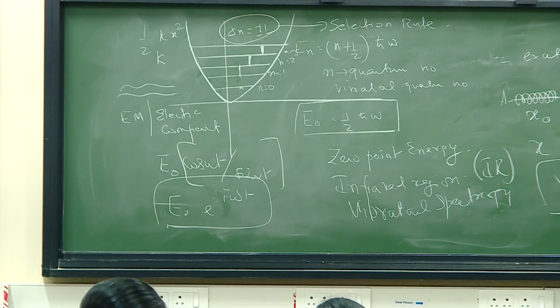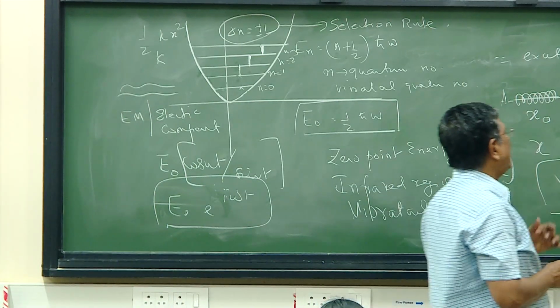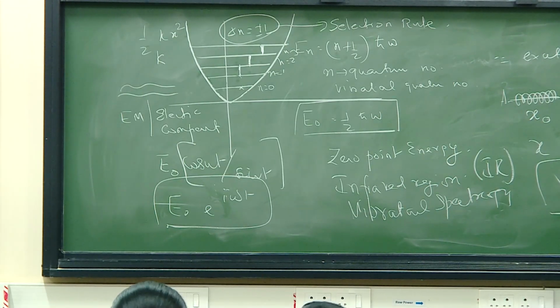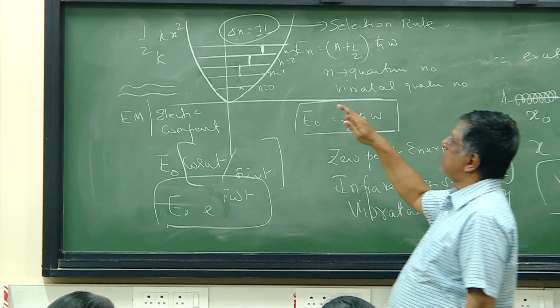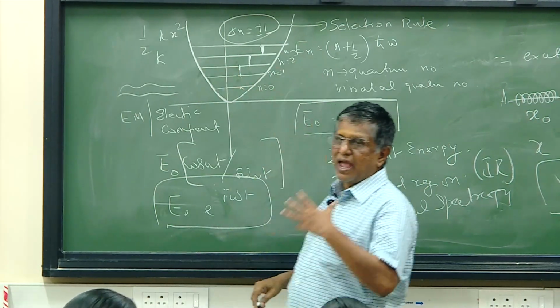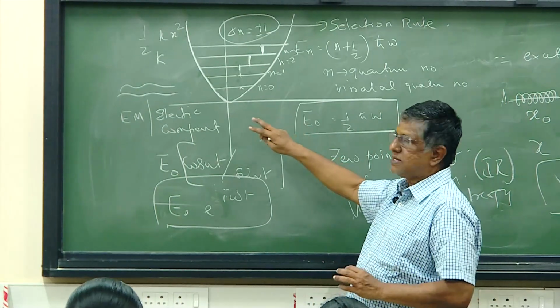So, what we started off with is a harmonic oscillator, and it has a k, that's the spring constant. Its potential energy is half k x square. I can plot the potential energy half k x square like this, and it is a parabola. The energy of this harmonic oscillator is quantized.